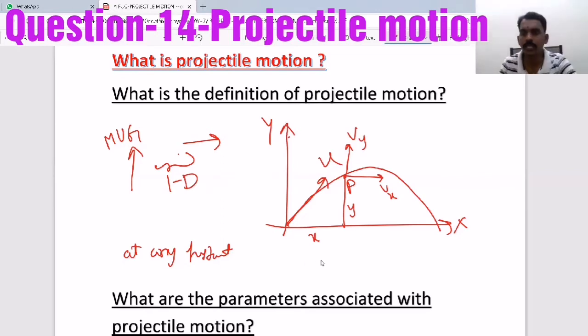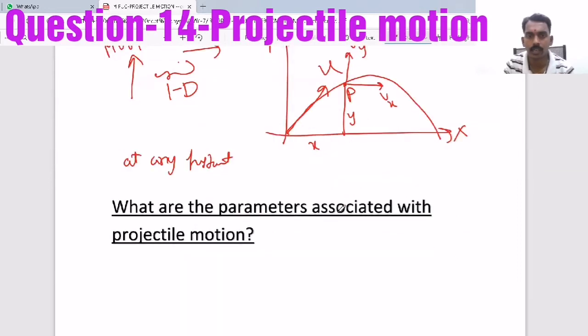If a body is projected at an angle theta with the horizontal with an initial speed, such motion we call projectile motion. Now here two types will be there. One is oblique projectile motion, throwing the body at some angle with the horizontal. Another one is horizontal projectile motion, throwing the body horizontally from a certain height. So these are the two things based on which questions can be asked.